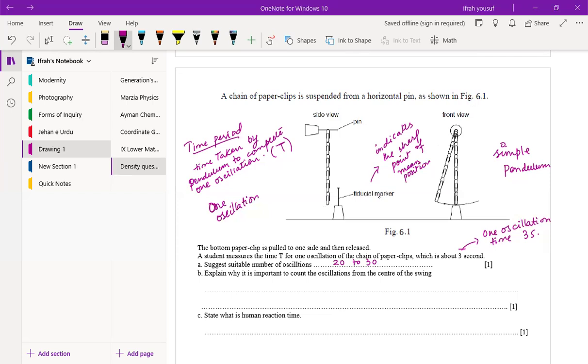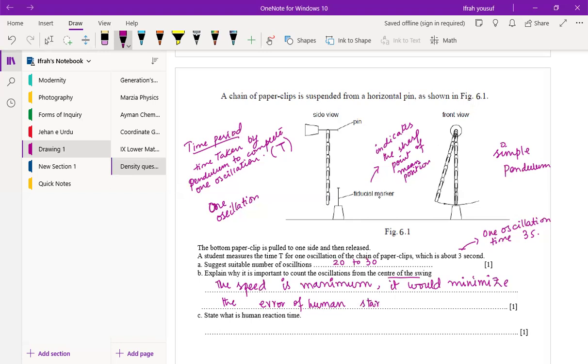Explain why it is important to count the oscillation from the center. It is easy to count from the center of the swing, or mean position, because the speed is maximum. So it would minimize the error of the human. And what does the human do here? It just starts and stops the stopwatch, so it would minimize the human error.